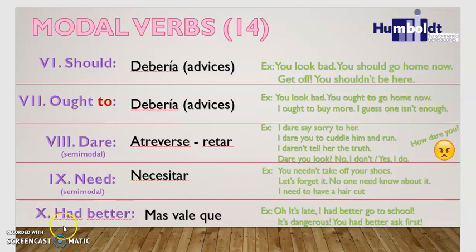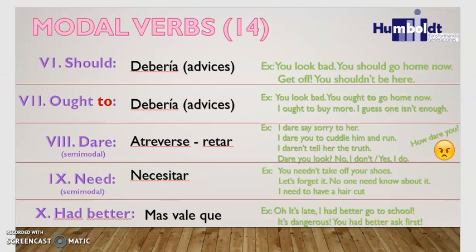We have the number 10. The number 10 is had better. Had better. The translation is más vale que o mejor tal cosa. Okay, so you say, oh, it's late. I had better go to school. Ay, ya es tarde. Mejor me voy para el colegio. Okay, the other example is it's dangerous. You had better ask first. Es peligroso. Es mejor que preguntes primero. Okay, this is very useful.